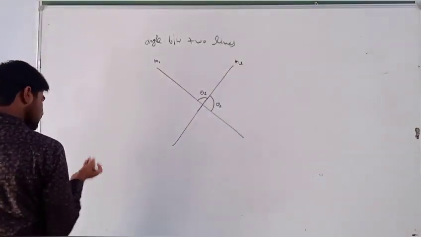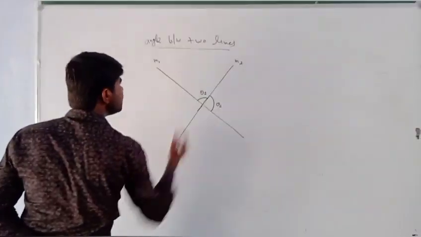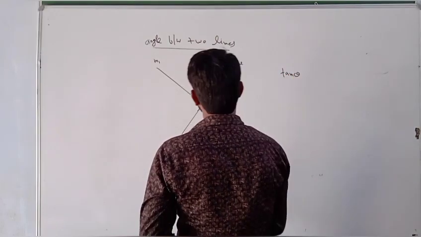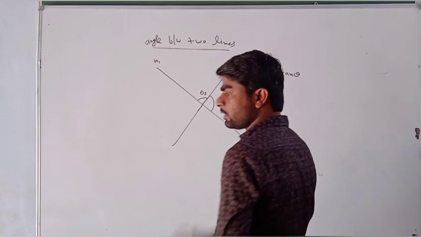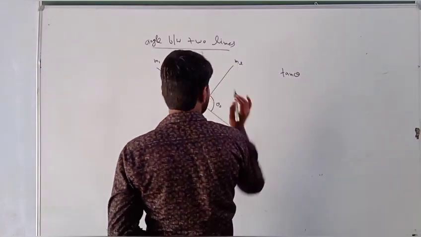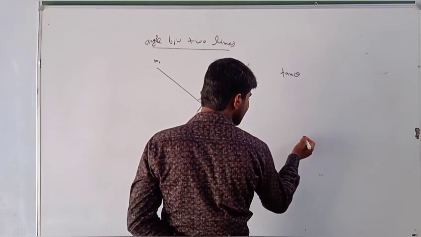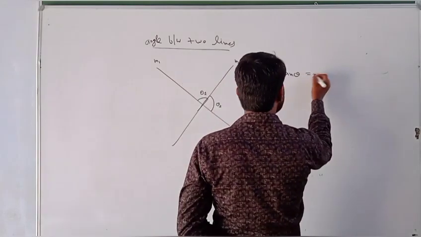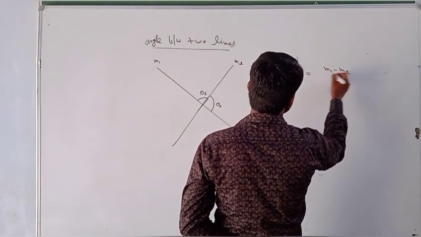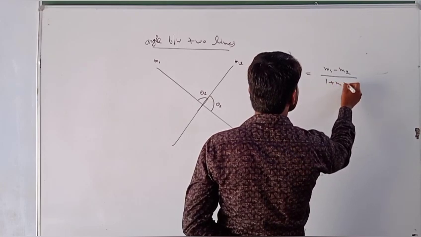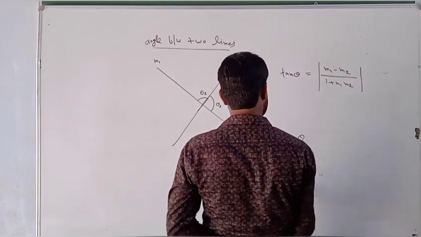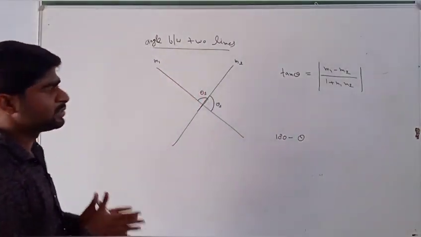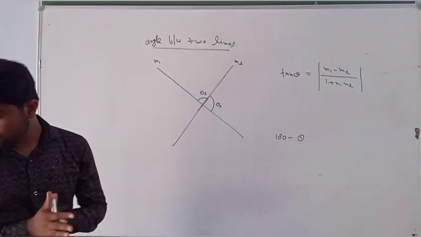So the formula for the angle between two lines: we will not calculate theta directly, we will calculate tan theta. Okay, we will calculate only a single angle. After that, to find the second angle, we will subtract this theta from 180. So tan theta will be (m1 minus m2) upon (1 plus m1 m2). So this is the angle between two lines.